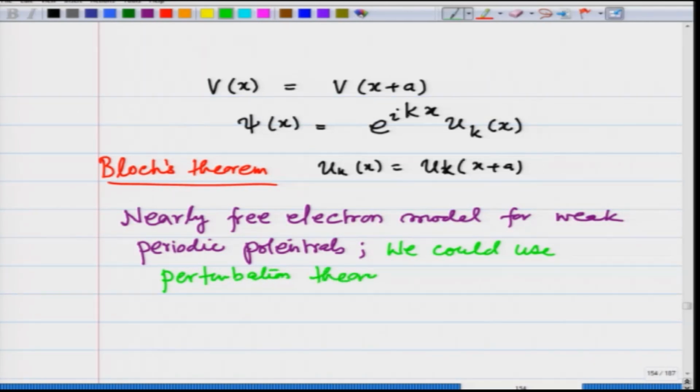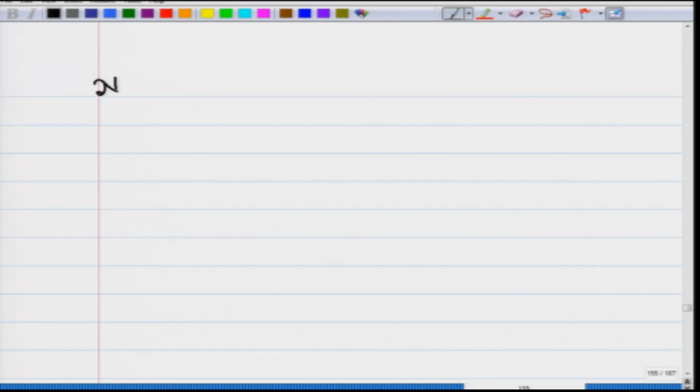theory. For this, what we did was write V x equals phi 0 plus summation over g not equal to 0 of e raised to i g x times the coefficient phi g, and took this V 0 to be 0, and therefore, the first order change in the energy comes out to be 0, and what mattered was the second order energy change.